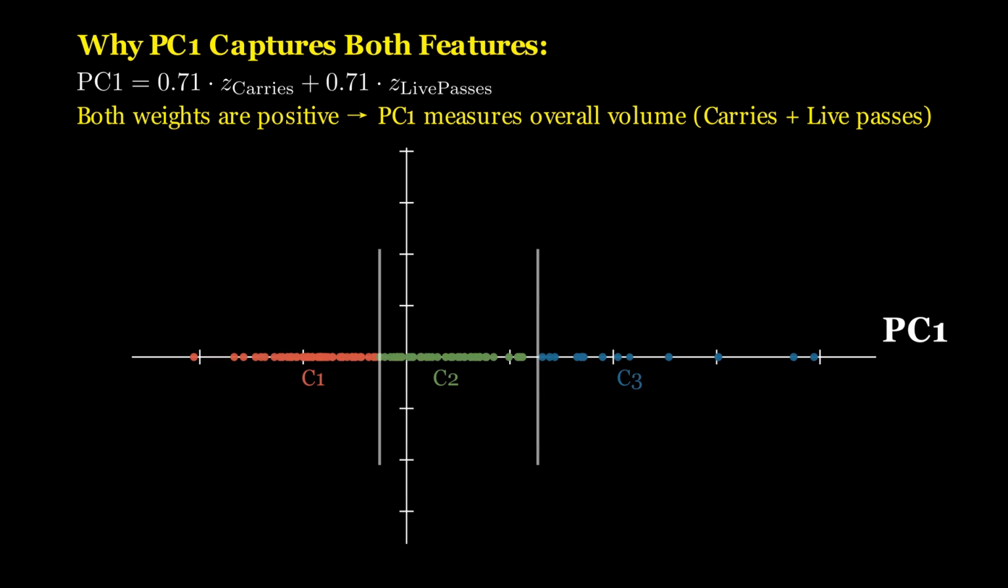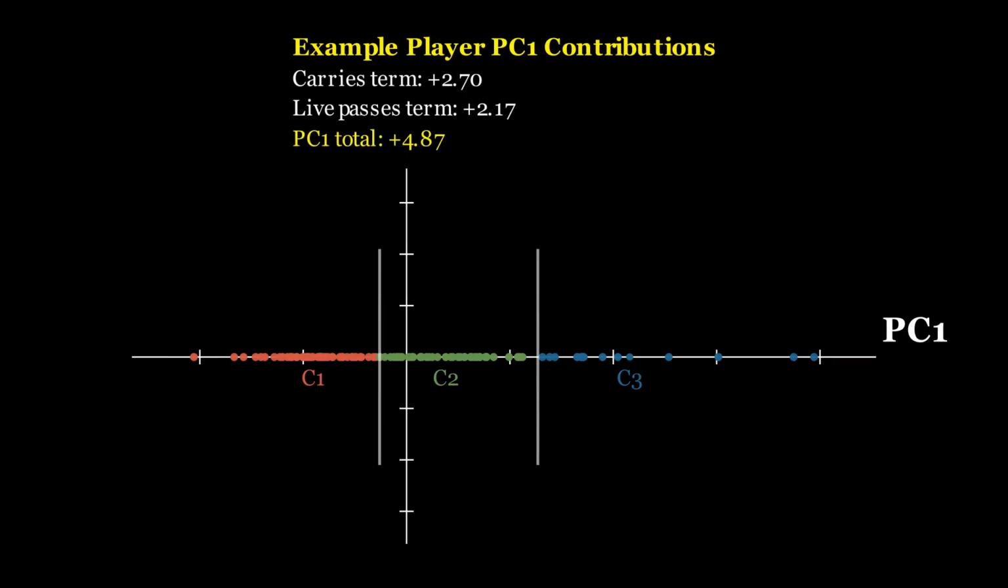In this case, both weights are positive, so PC1 is basically measuring total carries and total pass volume. For example, this player has a z-score of about 2.7 in carries and 2.17 in live passes, and those contribute together and give you a PC1 score of about 4.87, which is why they sit far to the right.